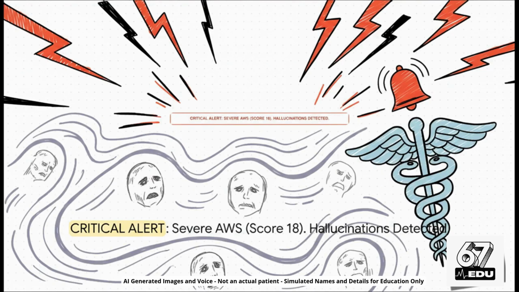And bam, this is the exact moment the clinical alarm sounds. The system flags a critical alert: severe alcohol withdrawal syndrome, or AWS, with a staggering score of 18, compounded by those active hallucinations. This isn't just a rough recovery anymore. This is a full-blown medical crisis demanding immediate intervention.